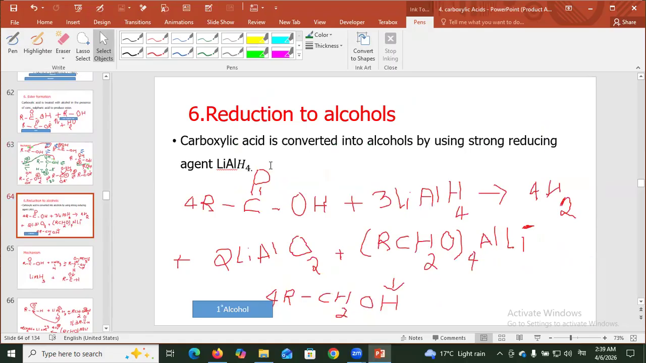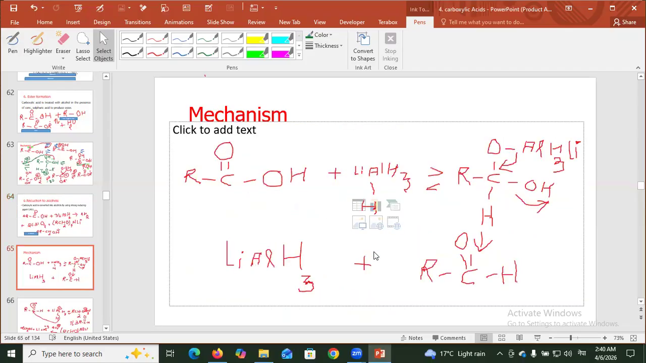Reduction to alcohols. A carboxylic acid is converted to alcohols by using a strong reducing agent. For example, this carboxylic acid is treated with this strong reducing agent, lithium aluminum tetrahydride, and produces alcohol. This is the reducing agent.